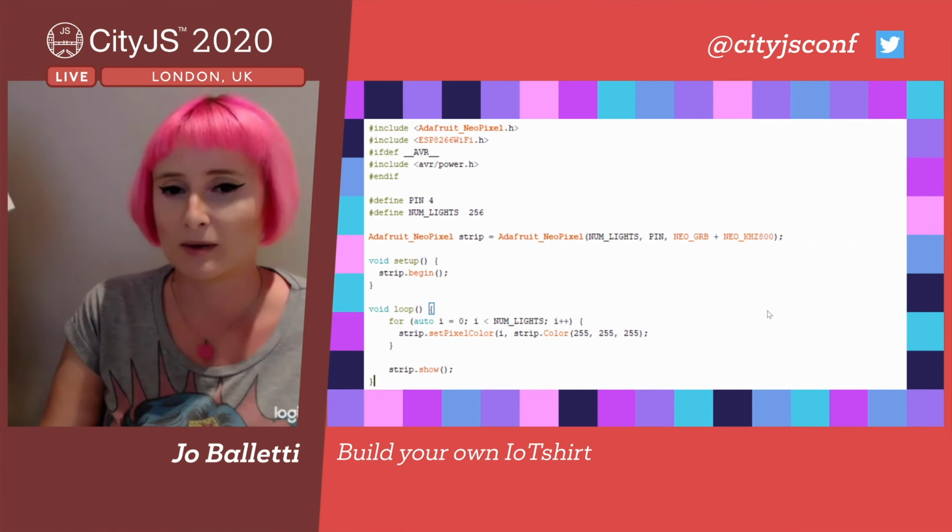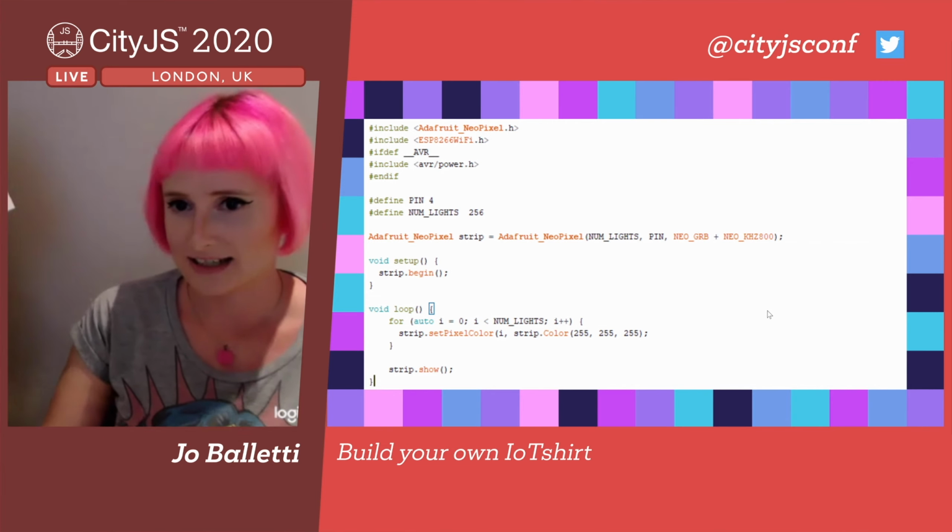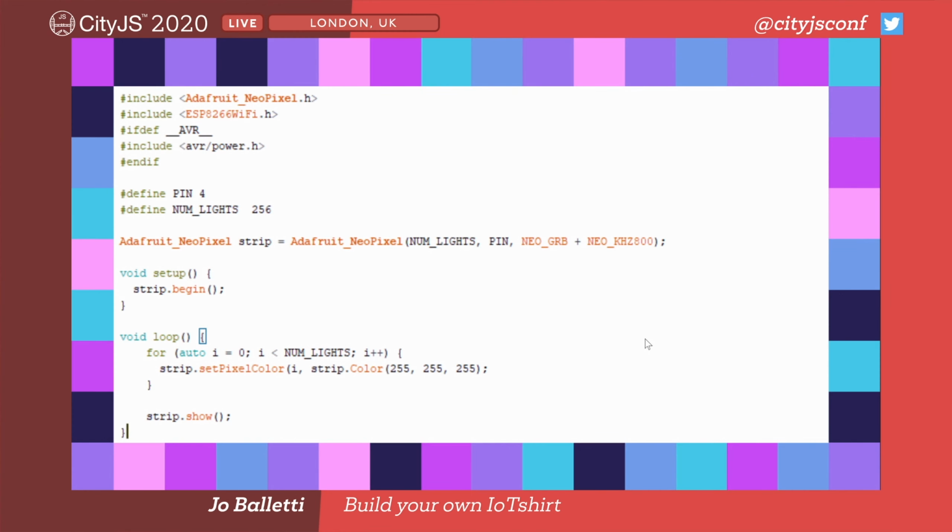I've then told it how many lights I've connected. 16 by 16 is 256. And I've told it what kind of lights they are. So in this case, they're Neo RGB lights.